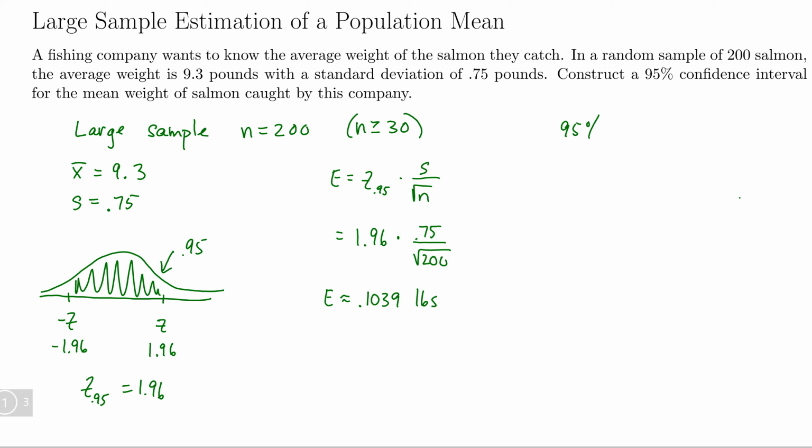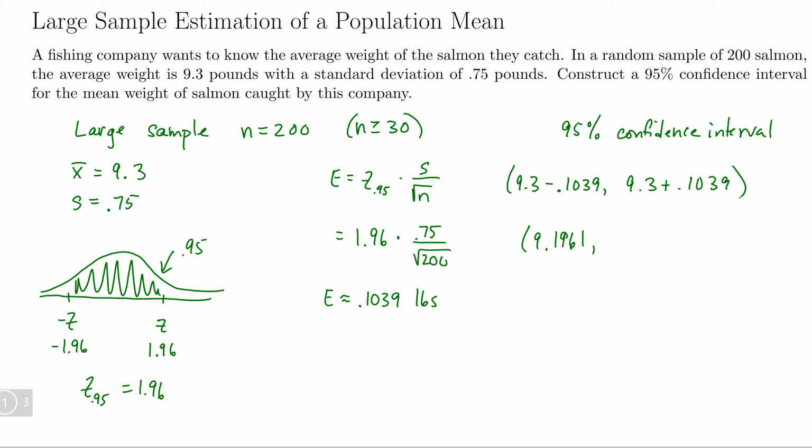So to construct our 95% confidence interval, we need to find a lower number and a higher number that we believe the true mean lies between. To do this, all we need to do is take the sample mean and subtract the error, then take the sample mean and add the error. This gives us an interval of 9.1961 to 9.4039. Again, what this means is that we believe that our true mean weight of salmon lies somewhere between these two numbers.